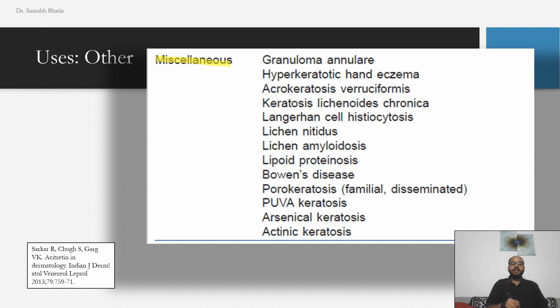Miscellaneous means that there are multiple isolated case reports to tell that acitretin is a good efficacious agent in these diseases. These diseases include granuloma annulare, hyperkeratotic hand eczema, acrokeratosis verruciformis, Langerhans cell histiocytosis, lichen planus, amyloidosis, lipoid proteinosis, PUVA keratosis, arsenical keratosis, actinic keratosis, porokeratosis, bullous diseases. So I have mentioned so many diseases in which acitretin can be used. So you can easily mention a lot of them if asked in Viva.